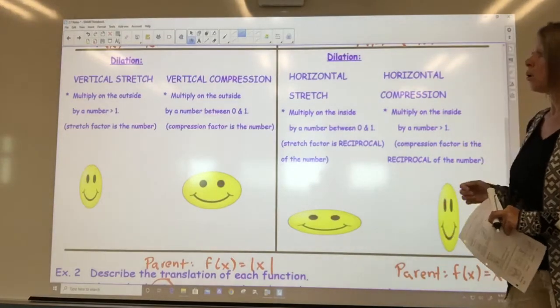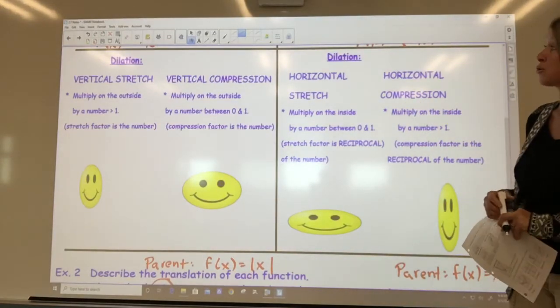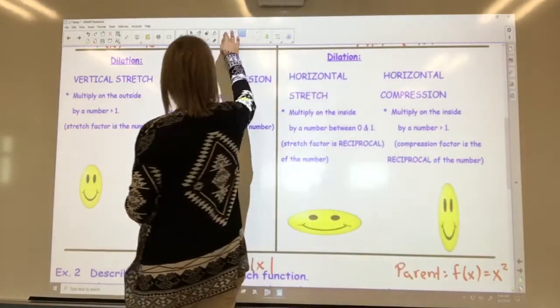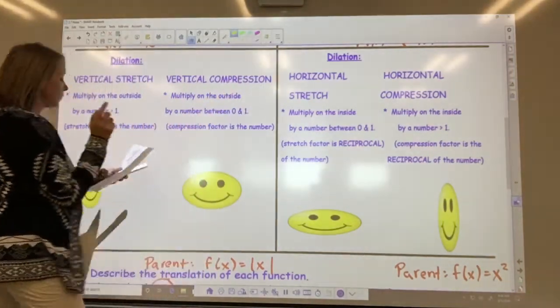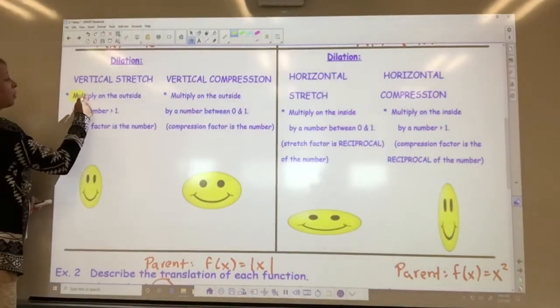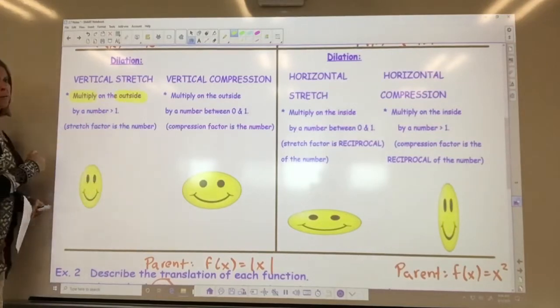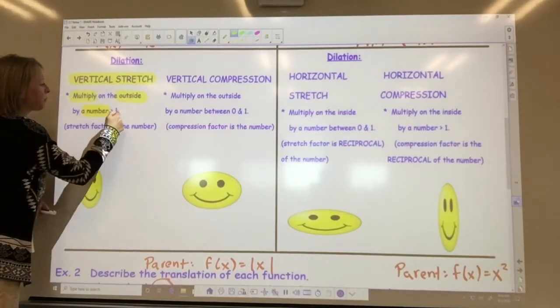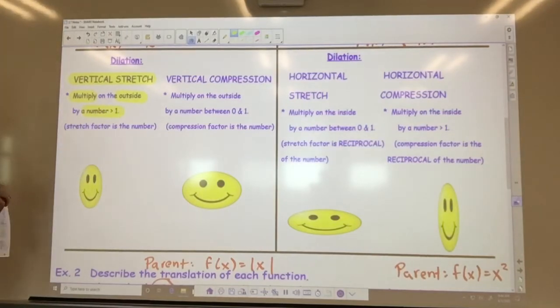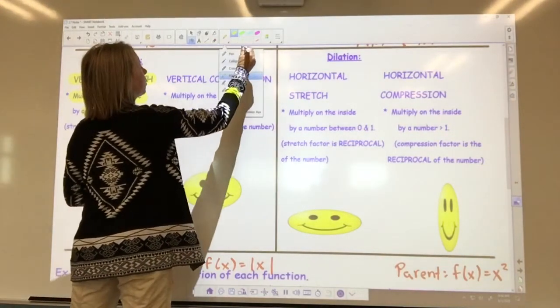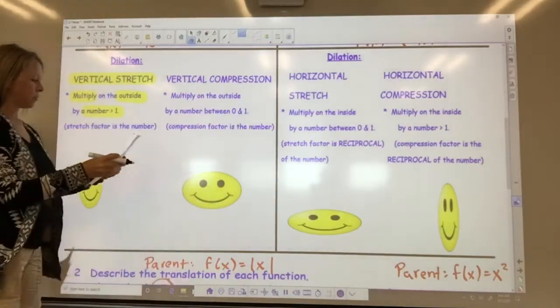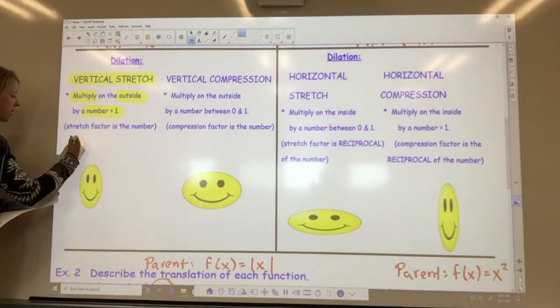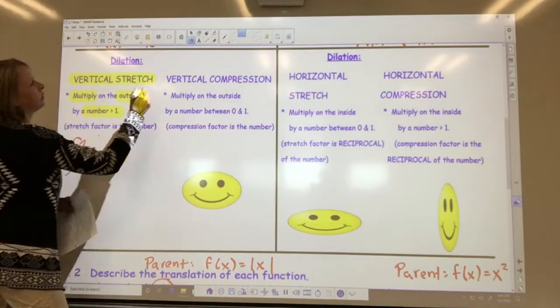Okay? So here we have a vertical stretch. Okay? And the vertical stretch is any time you are multiplying on the outside, where we said vertical things happen on the outside, but it's got to be by a number that's bigger than 1. Okay, got to be multiplied by a number that is bigger than 1. So let me give you an example that you can write down here.